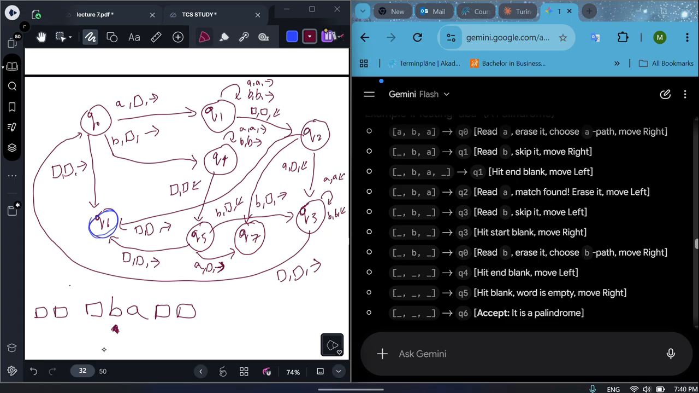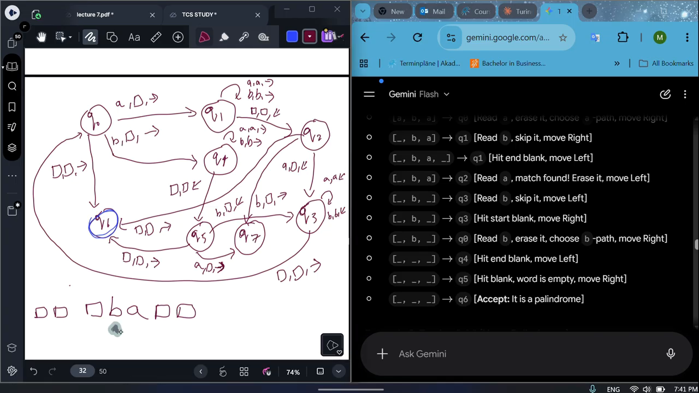And in Q1 state, it reads a B, it skips it, and moves right. Well, what Q1 is doing is, it doesn't matter if it reads A, if it reads B, it just keeps going right. But in our case, see, it reads B, it skips it, and moves right. And the moment you hit the end blank, move left. This blank, move left, and stay in Q1. So it will be over here. And it changes to Q2.